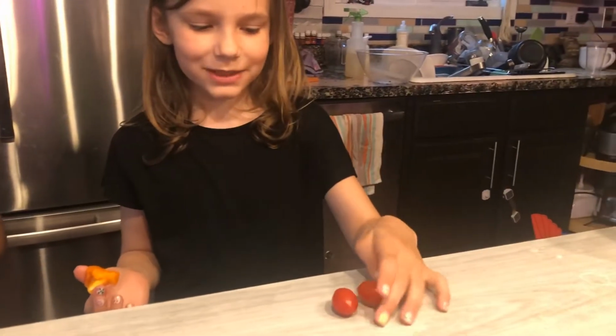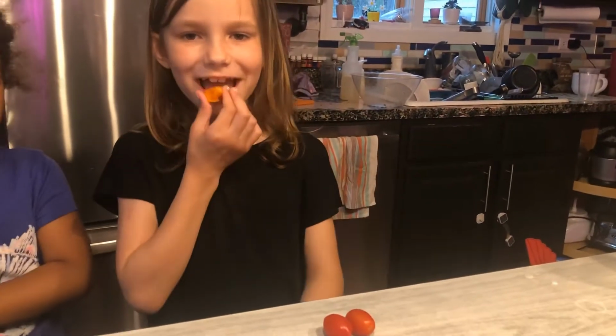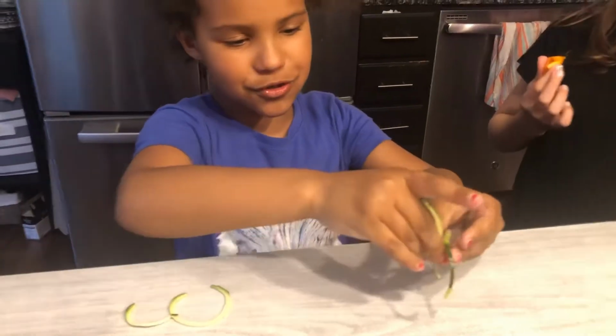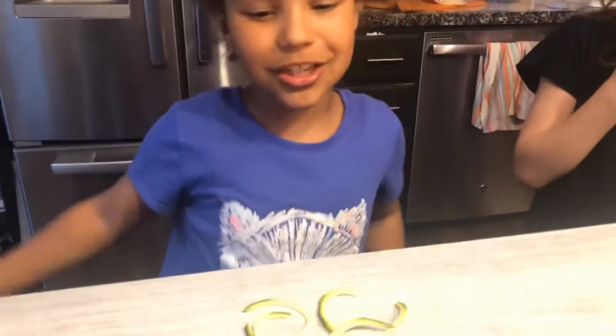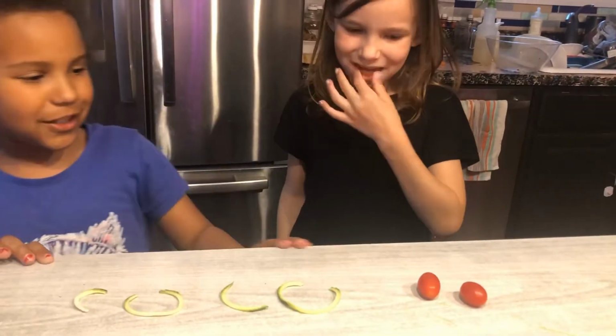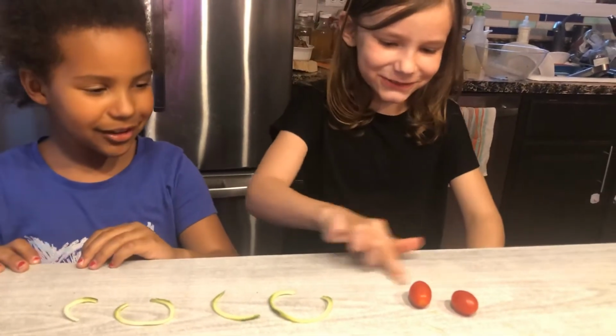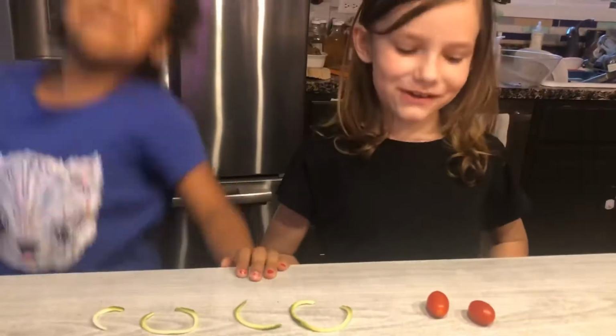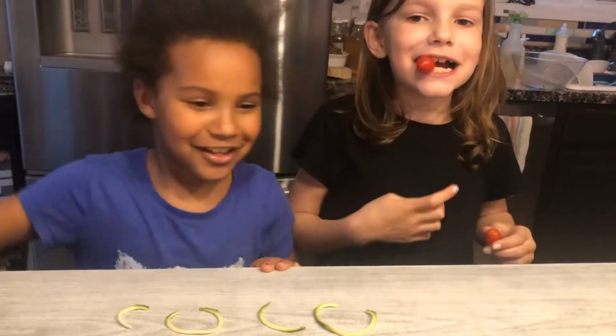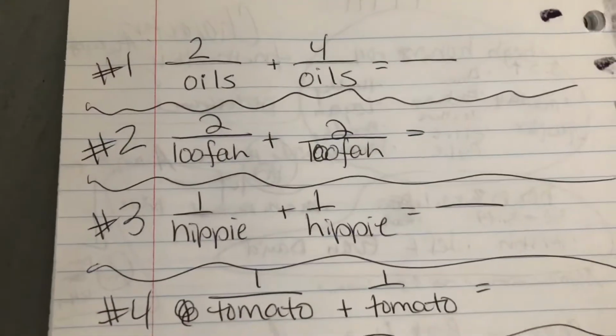1 tomato plus 1 tomato equals 2 tomatoes. 2 zucchinis plus 2 zucchinis equal 4 zucchinis. 4 zucchinis plus 2 tomatoes equals 6 vegetables. Why in the world would I have you watch that?